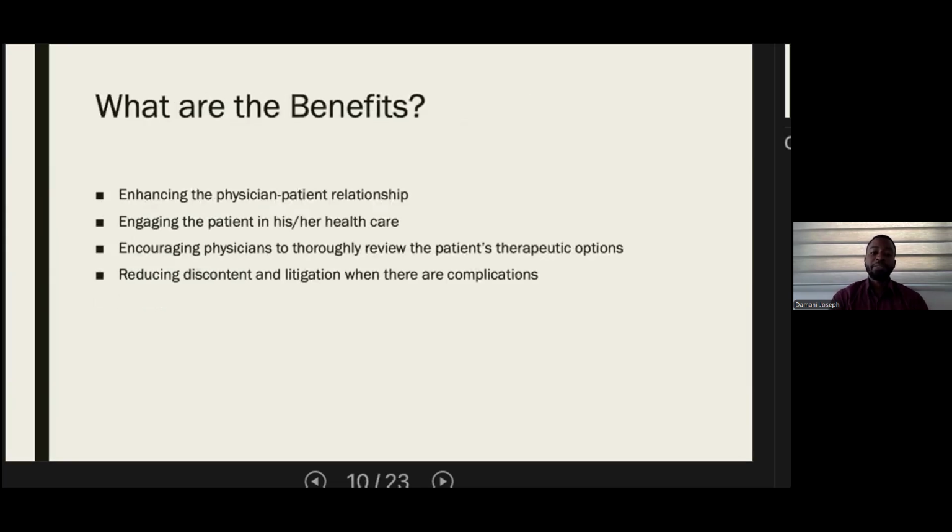So what are the benefits of informed consent? It enhances the physician-patient relationship. It allows the patient to engage in his or her own healthcare. It encourages doctors to thoroughly review the patient's therapeutic options, and it reduces discontent and litigation when there are complications, or if there are complications post-op.